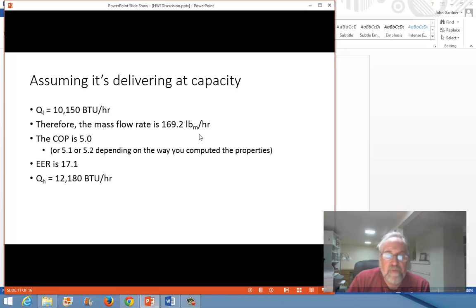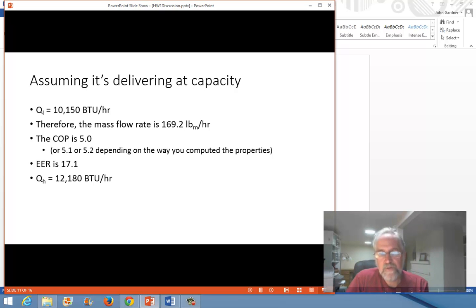And from that, you have all the H's from the other analysis. We can say that the mass flow rate under those conditions is right under 170 pounds mass per hour. Now remember, there's not 170 pounds mass of refrigerant in that system. The whole system probably weighs about 60 pounds. But an hour is an awful long time, so you divide by 3,600, and it's a lot less than a pound per second. There's probably less than a pound of refrigerant in a small air conditioner like this.